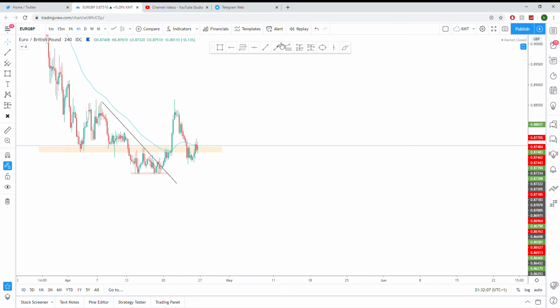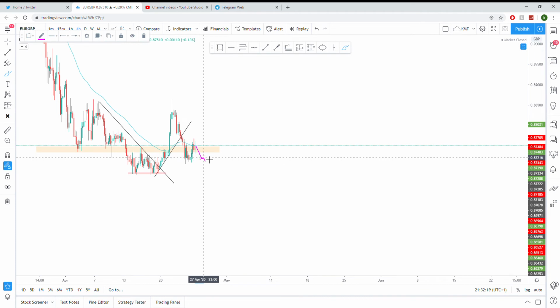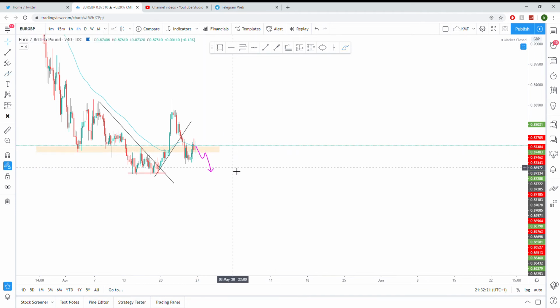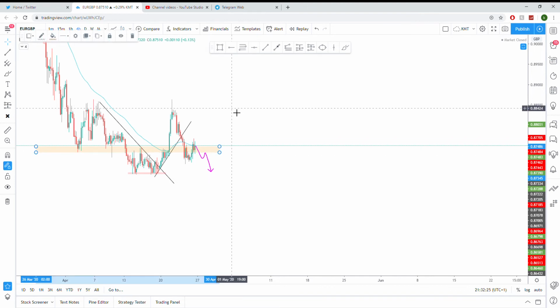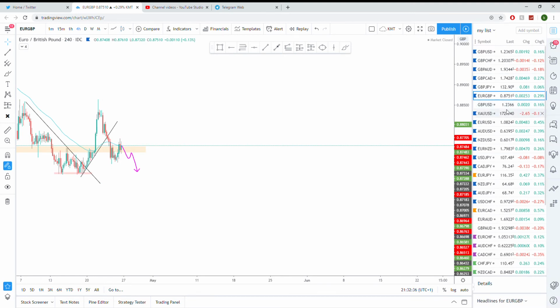So as we can draw here, again, a break to the downside. So we're in our zone here, and what we are looking for is a bias of a downwards momentum, a pullback, and again a push to the downside. So the range that we are paying interest to is 0.87705 to 0.87484.